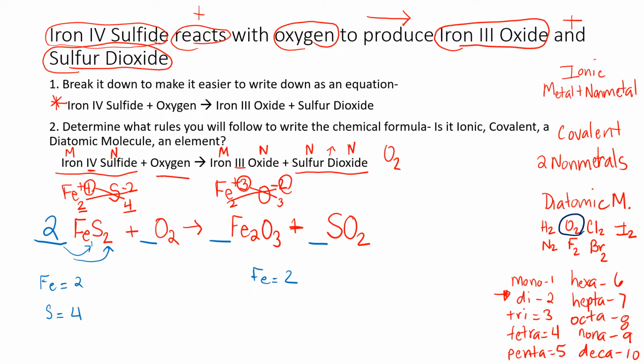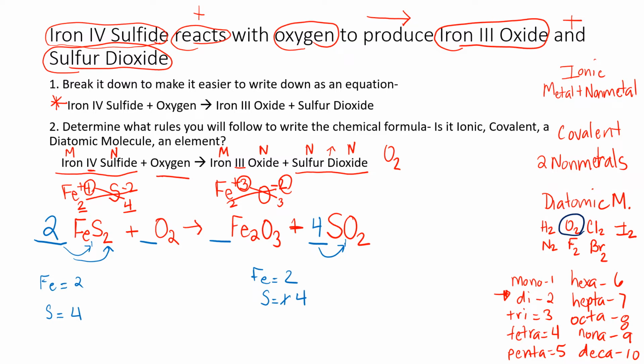And if I look at how many sulfurs I have here, well, there's not a coefficient, so we're not multiplying it by anything. So for sulfur, we only have 1. But here's the problem, they don't match. So I can put a 4 here, so it can multiply and give me 4 sulfurs. And that's exactly what I'm going to do.